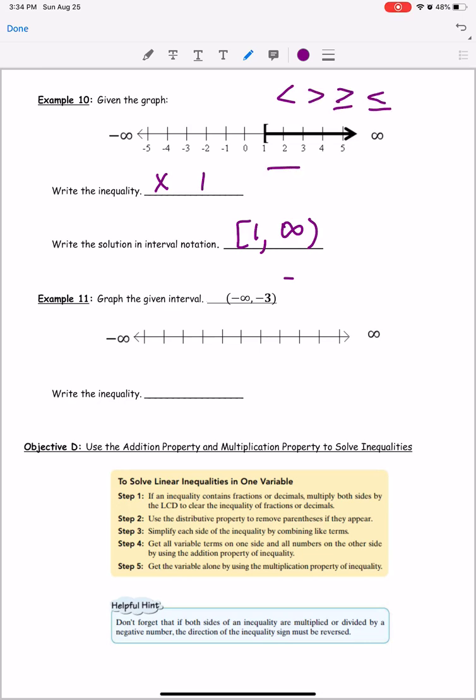Well, it's pointing this way. So I know it either has to be this one or this one. And because of this bracket, it's got to be this one here. So pointing the way that this graph is going, and then it's got the line under it because of this bracket here.